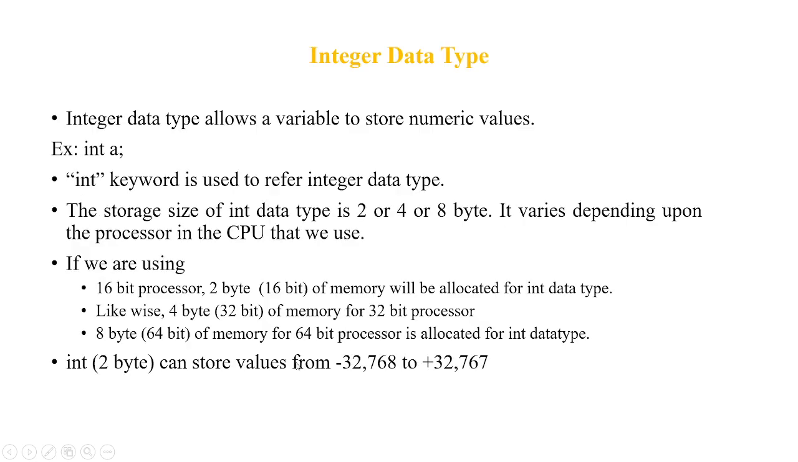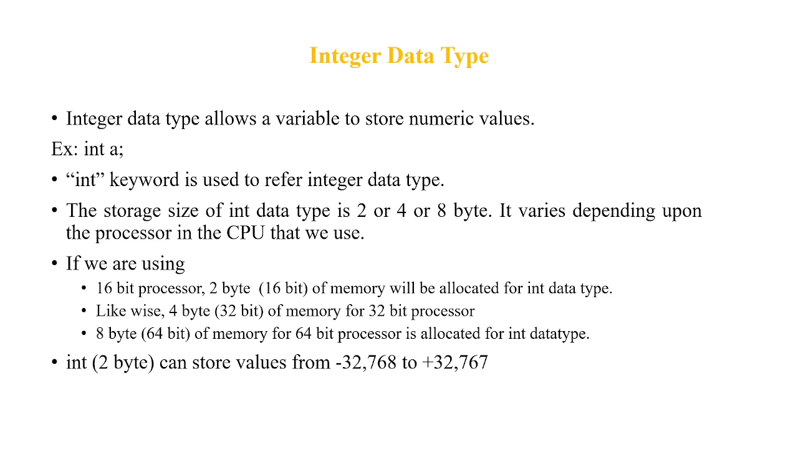Now let us move to the next data type, that is the integer data type. The integer data type allows the variable to store numerical values, that is integers, only positive and negative numbers with no decimal point, that is int a. So a is an integer variable where I can store integer values, that is numerical values. Int is the keyword used to refer to the integer data type, and it needs 2 bytes of memory to store the numerical value.